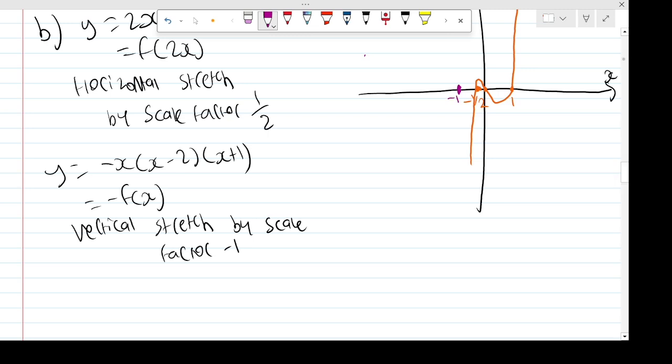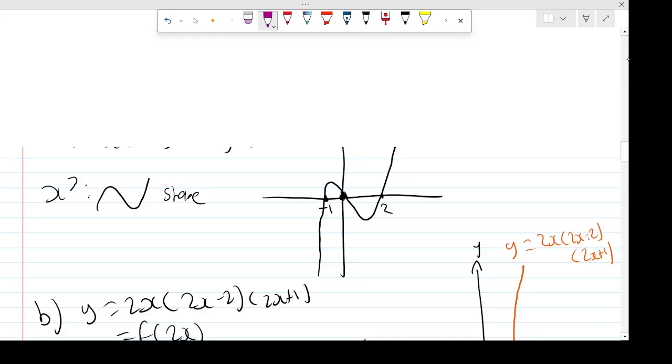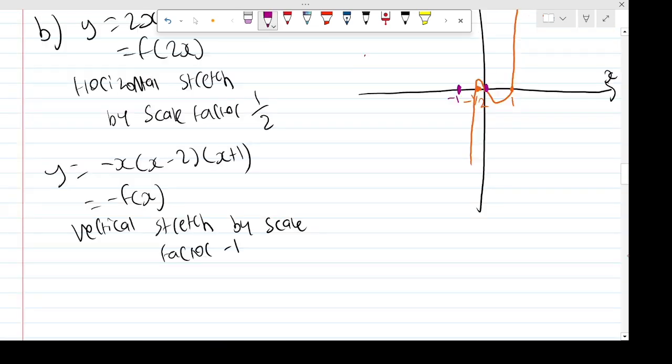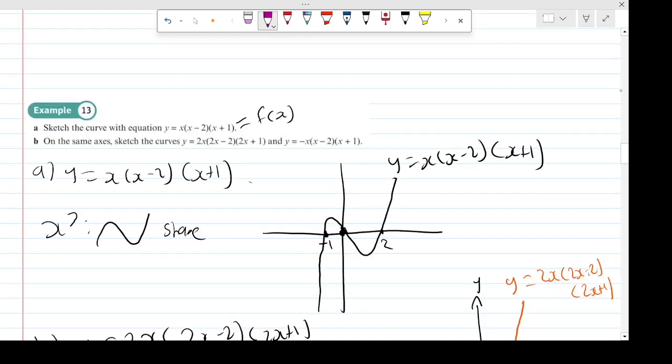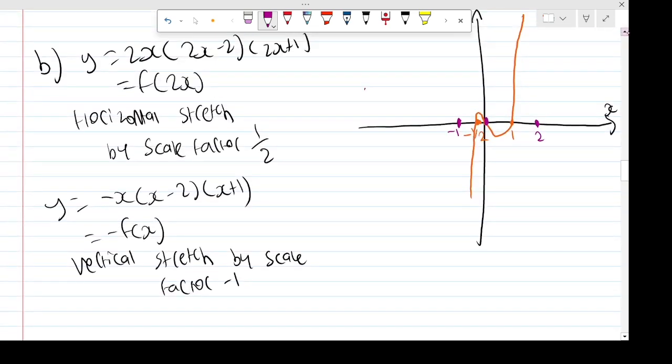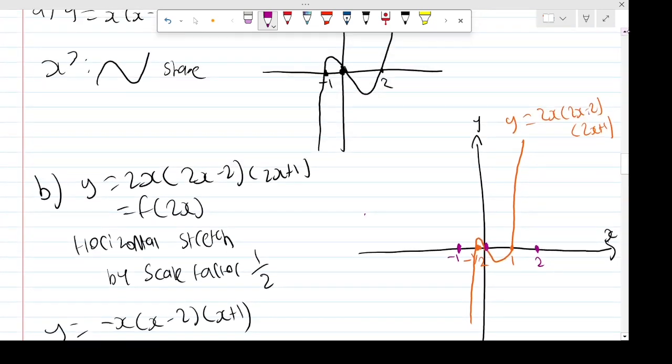Then I have 0 here, which is the origin, so that doesn't change. Then the other root is 2, so that would be double where 1 is, so it'd be there. Cool. Then, okay, well, I don't have enough information to sketch it, really. So let's consider some more points.